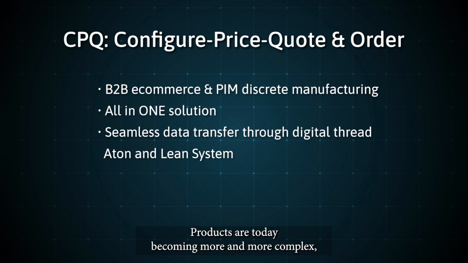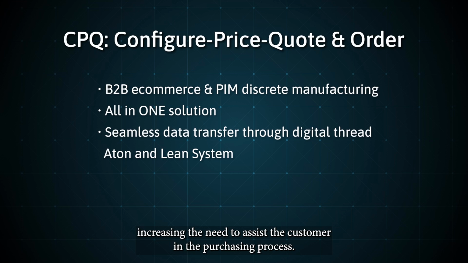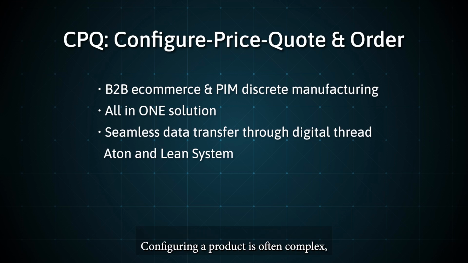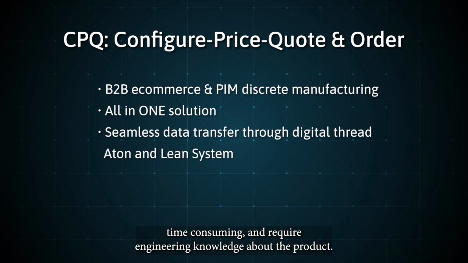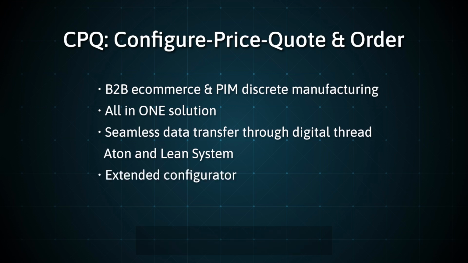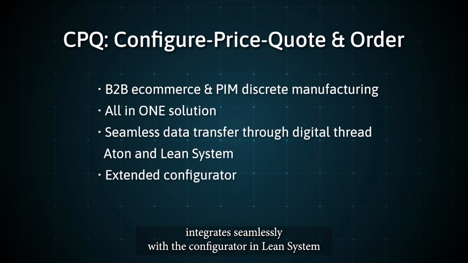Products are today becoming more and more complex, increasing the need to assist the customer in the purchasing process. Configuring a product is often complex, time-consuming, and requires engineering knowledge about the product. Product CPQ integrates seamlessly with the configurator in Lean System.